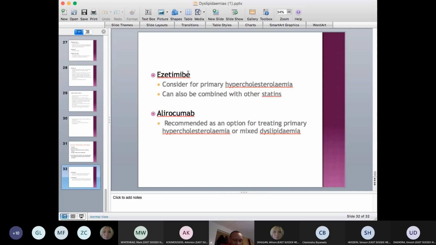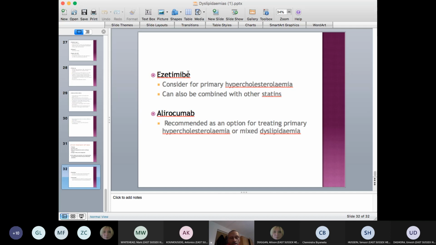These are PCSK9 inhibitors. They are also recommended as an option for treating primary hypercholesterolaemia or mixed dyslipidaemia. So these are newer medications, and most of the time they are given as injections, at intervals. They are not daily injections. They have been recommended in the NICE guideline, but still in a DGH they shouldn't be initiated unless at least under specialist guidance.